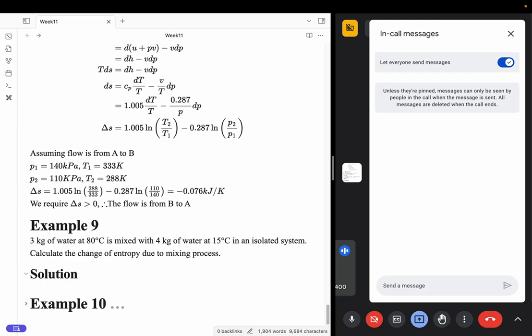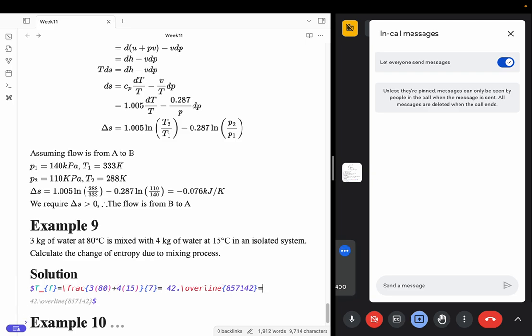So what is the final temperature? Final temperature calculation is straightforward. You just take 3 times 80 plus 4 times 15, divided by 7. What is it? 42 point something. You can get the final temperature directly. That's not a big deal. So how do you calculate the entropy change? That's the question.